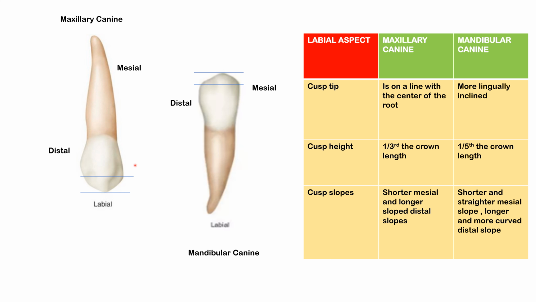Next we have cusp slopes. The maxillary canine shows a shorter mesial slope and a longer distal slope. Whereas in the mandibular canine, we can see the mesial slope is short but straight and the distal slope is longer and more curved.